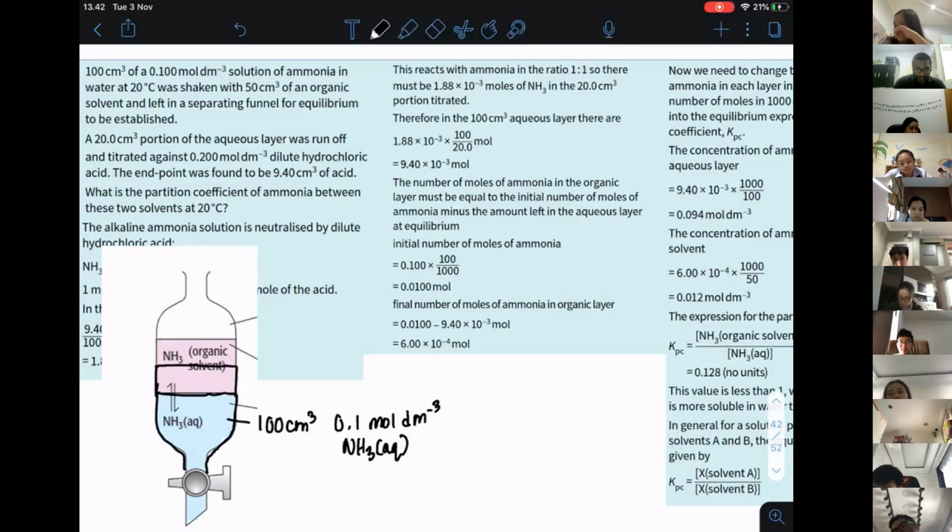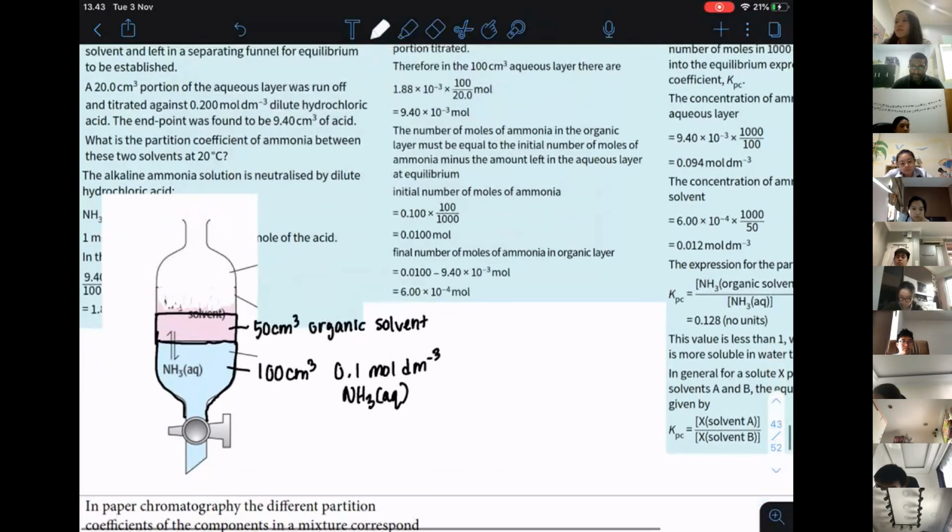This is 100. So now this is going to be 50 cm cube of organic solvent. Whatever ammonia you have over here, ignore this part. When I have two immiscible liquids, which are water and organic solvent, earlier in the organic solvent there is no ammonia. So all the ammonia is coming from the aqueous solution. They will start to go up, and then they will be in equilibrium.